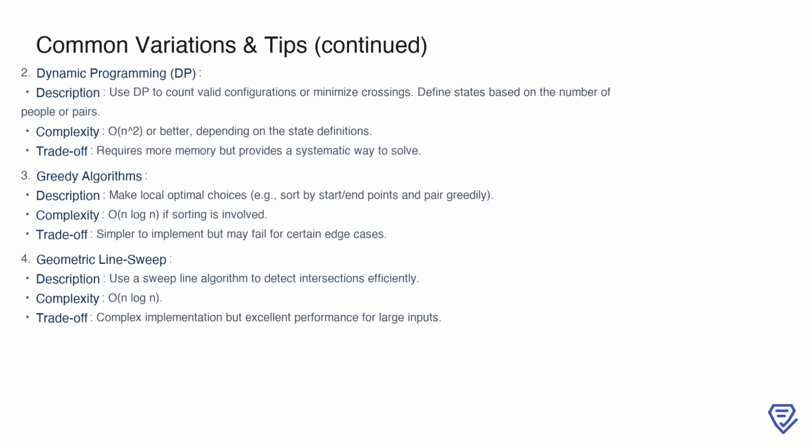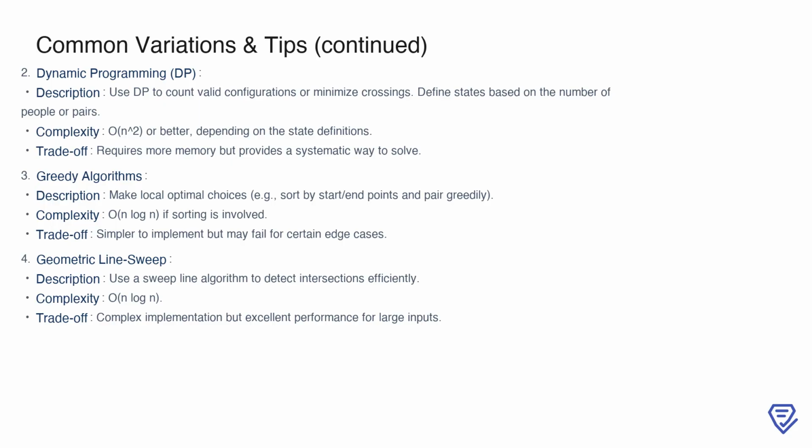Dynamic programming is another powerful approach to consider. By defining states based on the number of people or pairs, you can systematically count valid configurations or minimize crossings. Depending on how you define your states, the complexity can range from n squared to even better. The trade-off, though, is that dynamic programming often requires more memory than other methods.